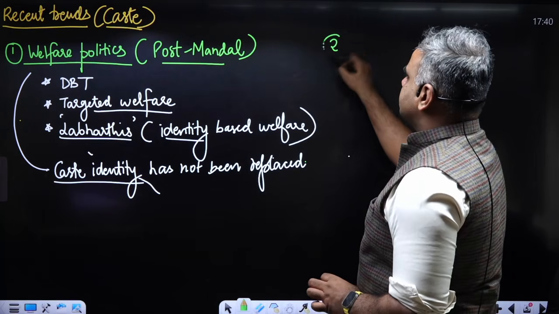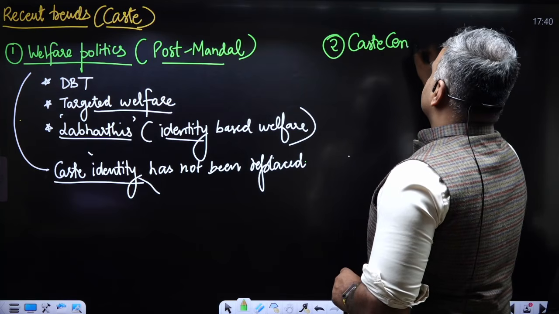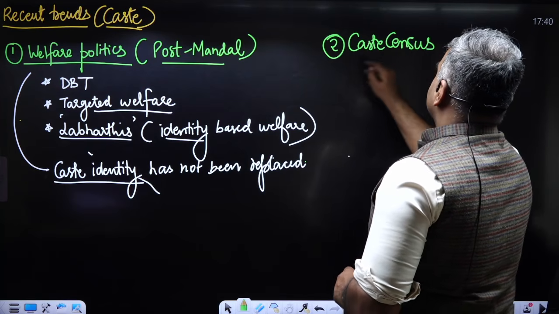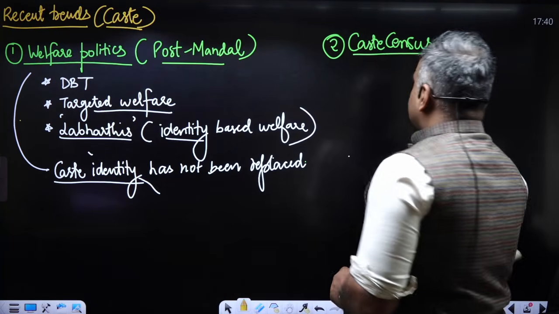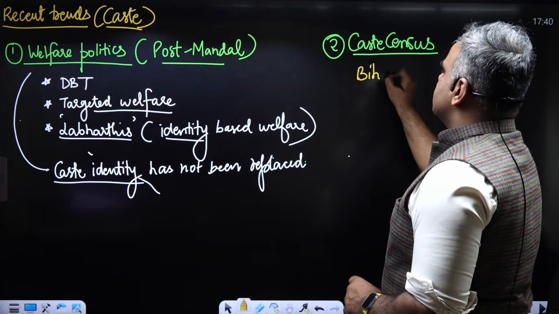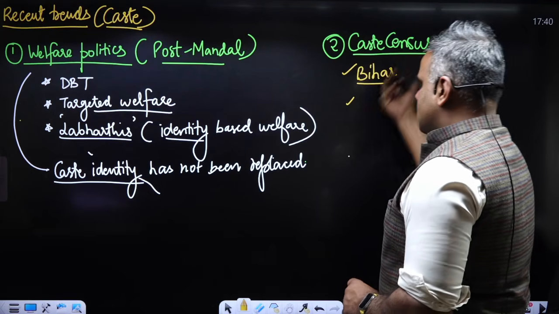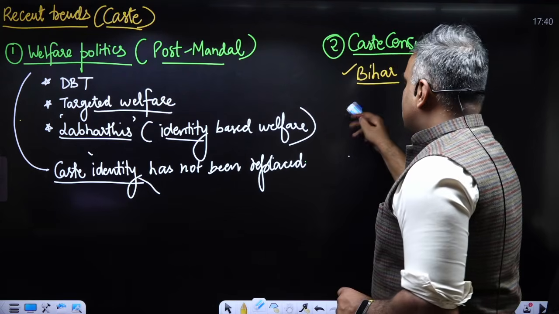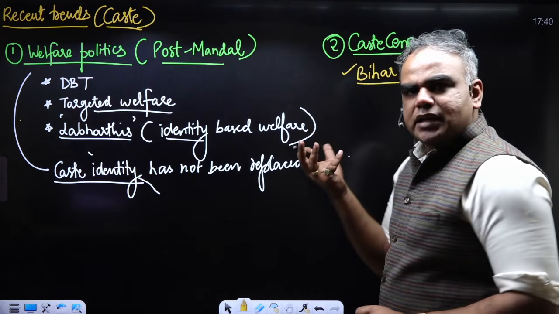Second is, let's say, the caste census. So for example, Bihar was in news. And then some arguments were being made that we need newer data. For new data, what do you need? You want to have a census that is to be done.